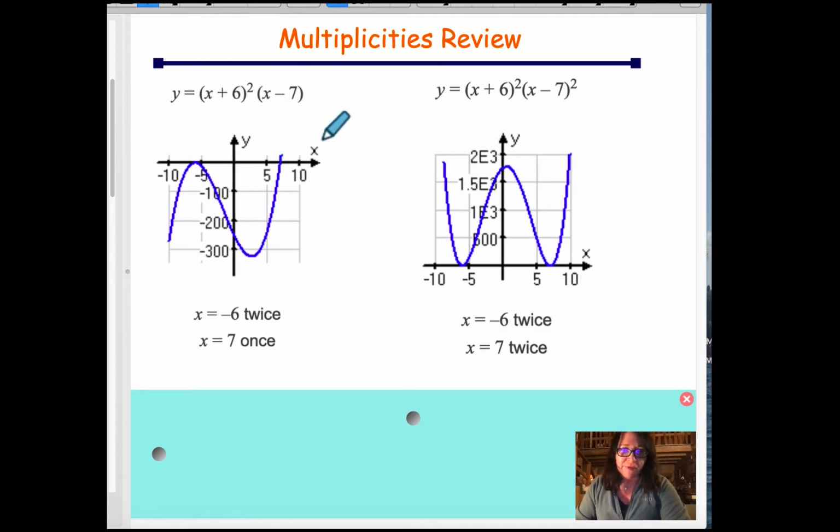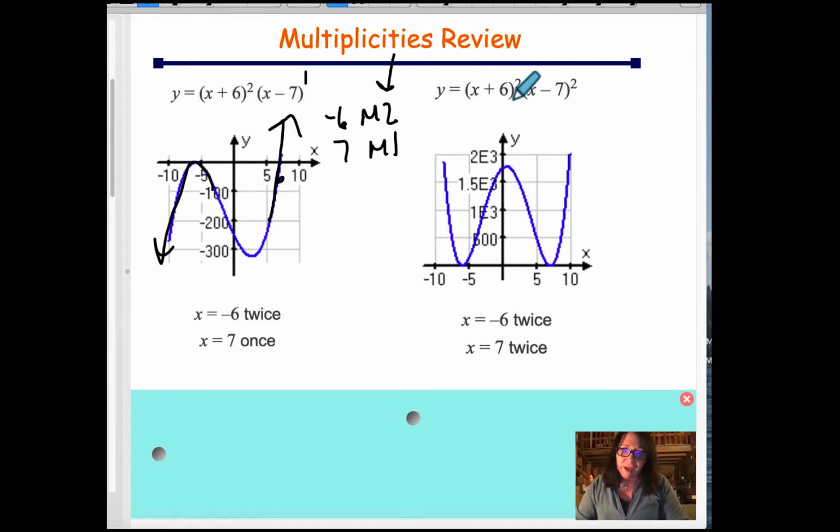This one has a 0 at negative 6 with a multiplicity of 2. We have a 0 at 7 with a multiplicity of 1. Sorry, at negative 6, this has to bounce off because it's even. If the multiplicity is even, that means it's tangent. If the multiplicity is odd, that means that it goes through.